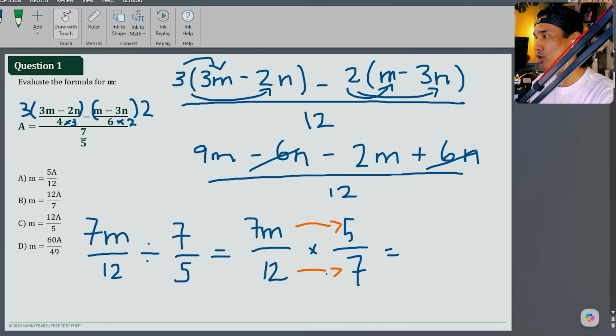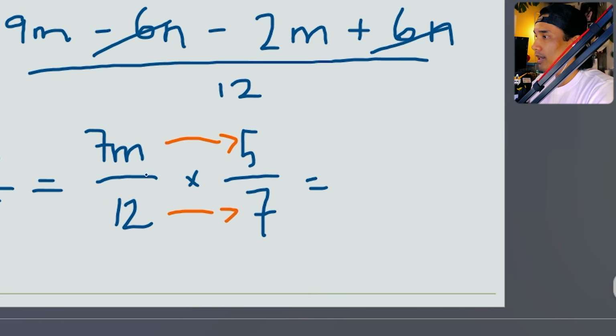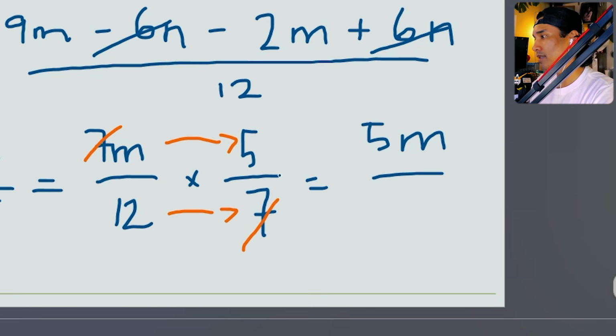But here's a trick. Look at this. Before I even multiply across, what can I do with these 7s? I could actually cancel them out. And then what I'm left with is m times 5, which is 5m over, and what is 12 times, there's nothing here, that's actually a 1. So I just carry this 12 over.